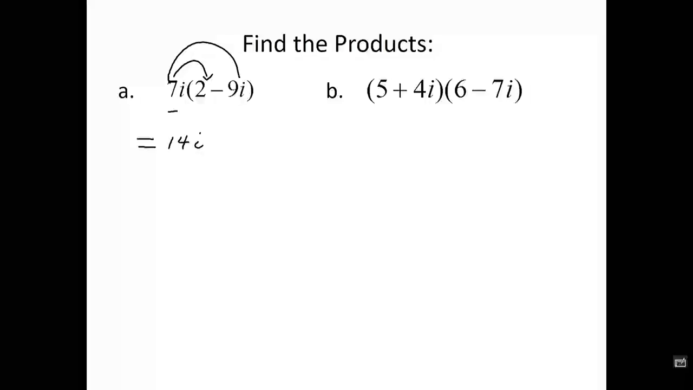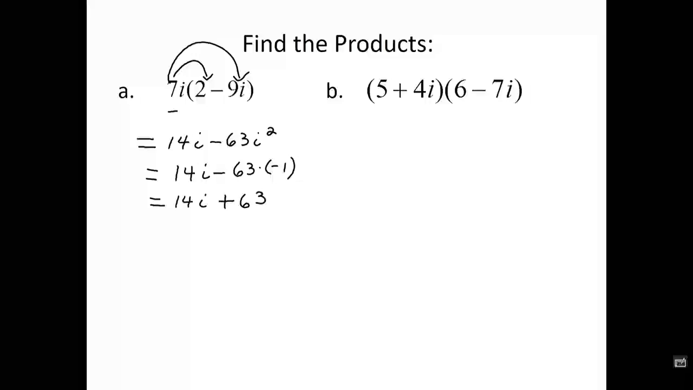7i minus 7i times a negative 9i is a negative 63i squared. All right, let's simplify this. So we have 14i minus 63 i squared. Remember, i squared is a negative 1. So we have 14i minus 63 times negative 1, a negative times a negative, is a positive 63.